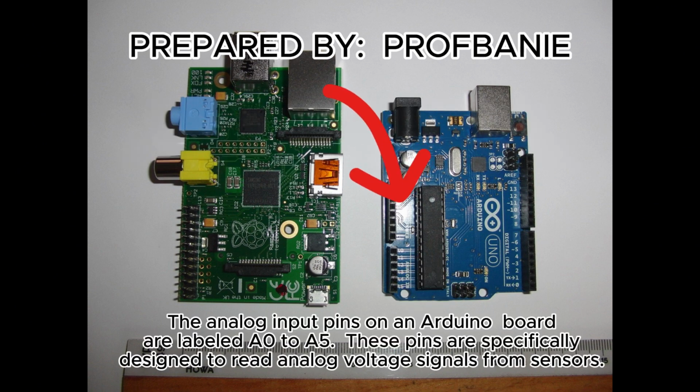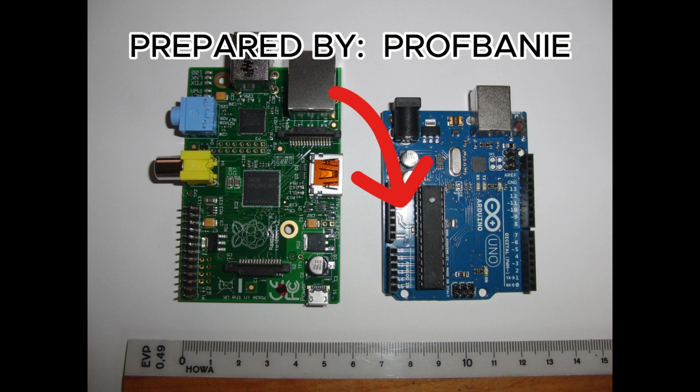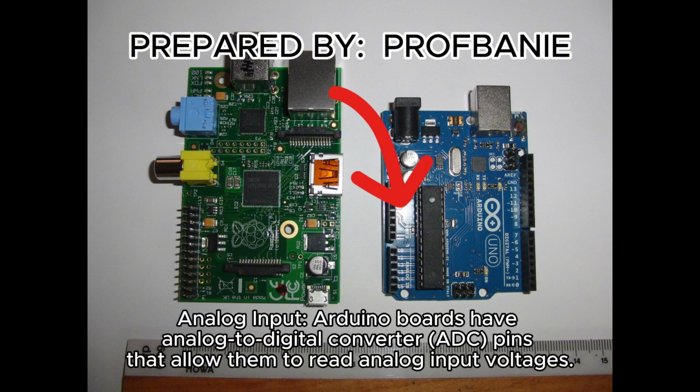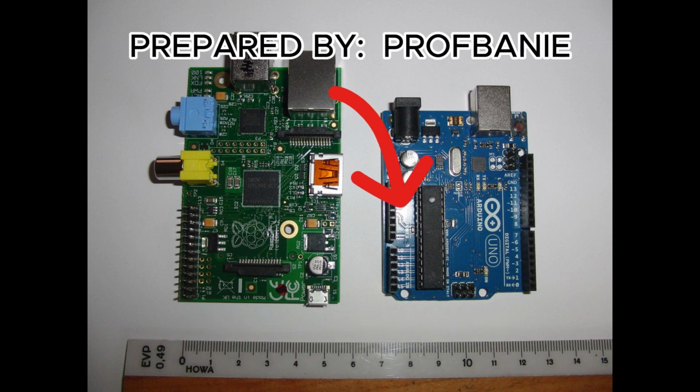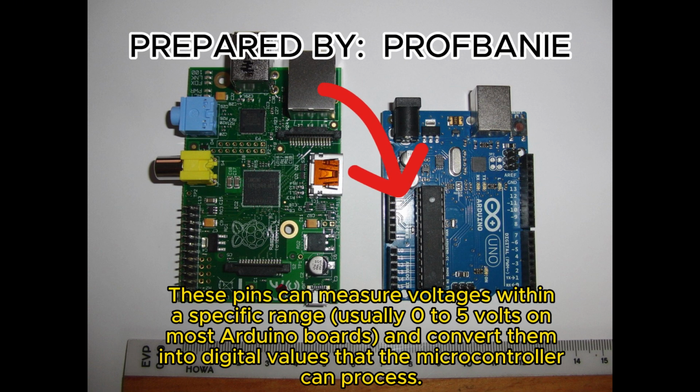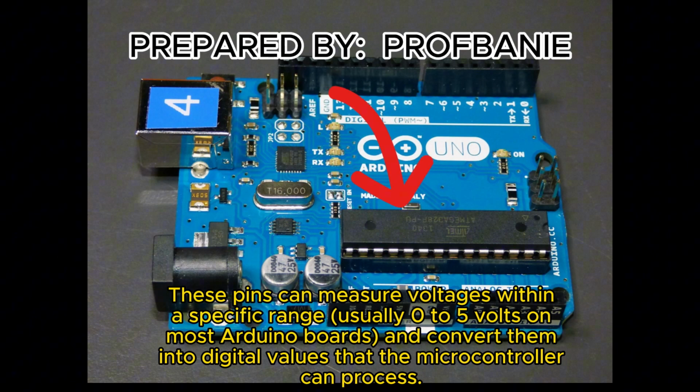The analog input pins on an Arduino board are labeled A0 to A5. These pins are specifically designed to read analog voltage signals from sensors. Analog input: Arduino boards have analog-to-digital converter (ADC) pins that allow them to read analog input voltages. These pins can measure voltages within a specific range, usually 0 to 5 volts on most Arduino boards, and convert them into digital values that the microcontroller can process.